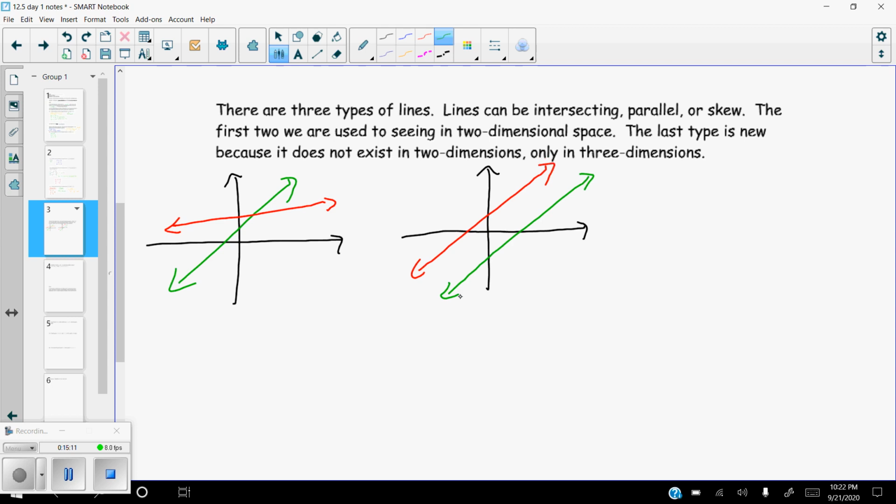In three-dimensional space, however, is the only way you can find the last one, because the only other thing that you could have in two-dimensional space is the two lines on top of each other, which means that they would be consistent lines, or they would be exactly the same equation. So in three-dimensional space, however, is how we can have the third one. And this is going to take a little bit of imagination. Hopefully you can understand how this works.